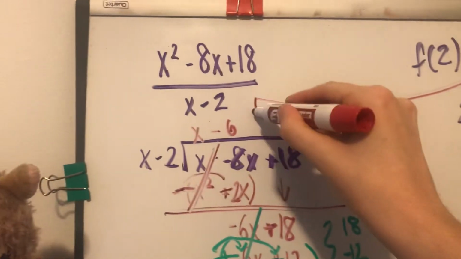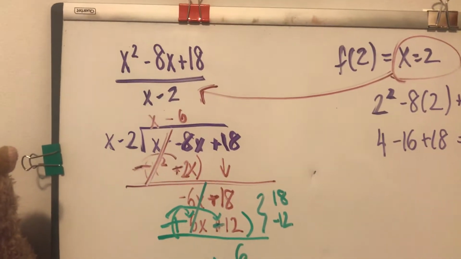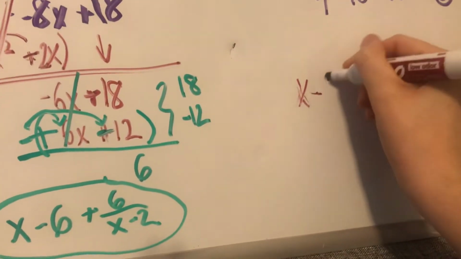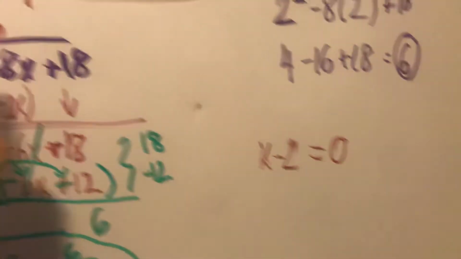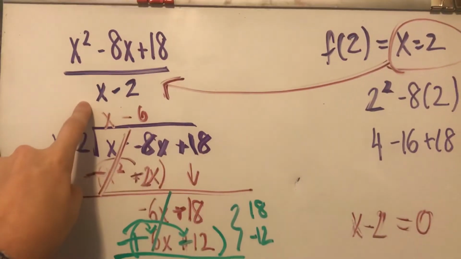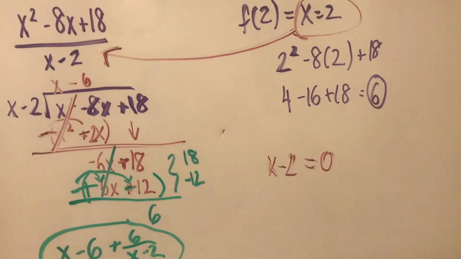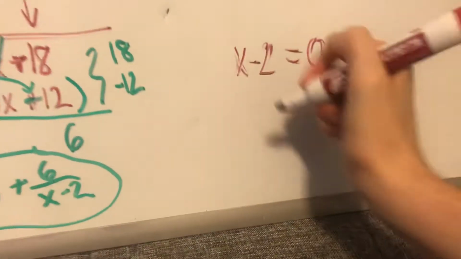I'll give you a hint. It has to do with your denominator there. I basically took x minus 2 and set that equal to 0, because I know that when I have 0 in my denominator of a fraction, it gives me an error. It's impossible to solve. So I took whatever was in my denominator, set it equal to 0, and then solved.